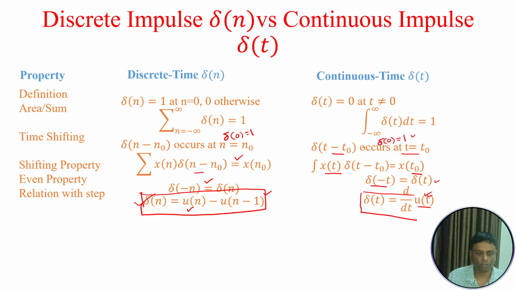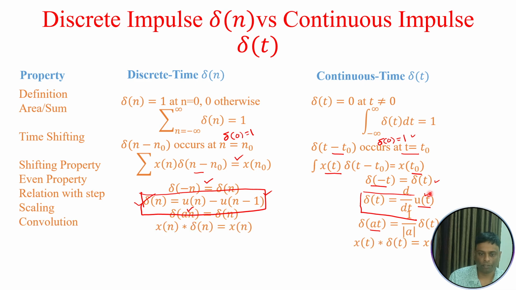Again, for scaling, delta of an equals delta of n, whereas in case of continuous time, delta of at equals 1 upon a times delta of t. Next is convolution. This is the convolution integral. So x of n convolved with delta of n equals x of n, whereas x of t convolved with delta of t equals x of t. We will see this property once again in the coming videos. The star is the convolution operator.